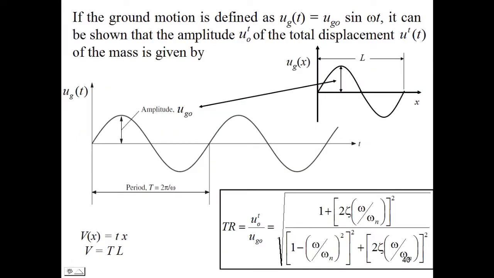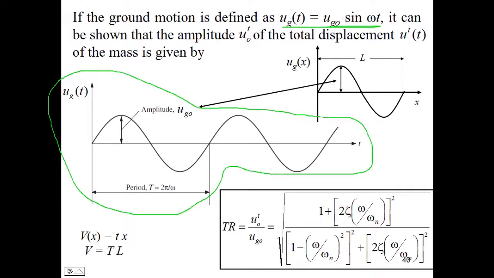Finally, if the ground motion is defined as ug of t equals ug naught sine omega t, it can be shown that the amplitude u naught t of the total displacement ut of t of the mass is given by this equation. This figure shows the ground motion as a function of distance x.